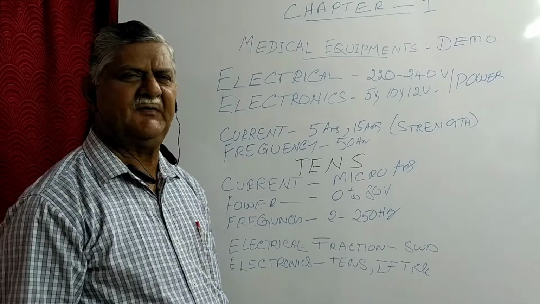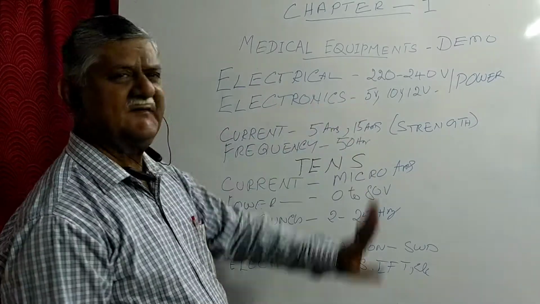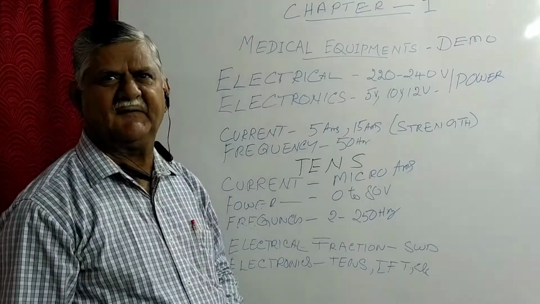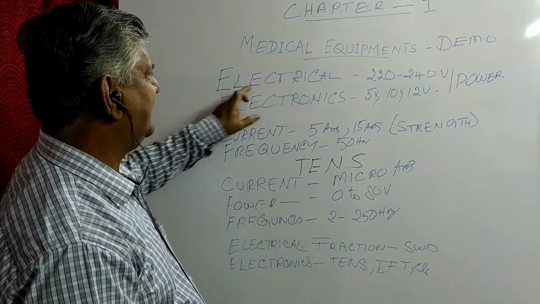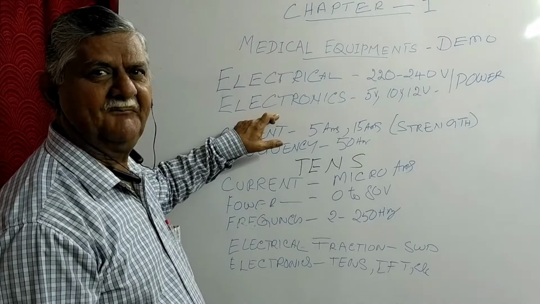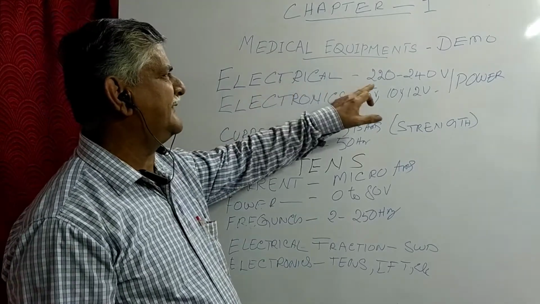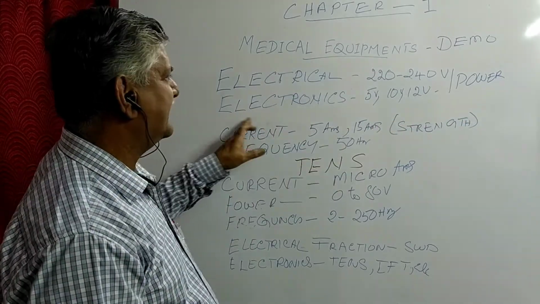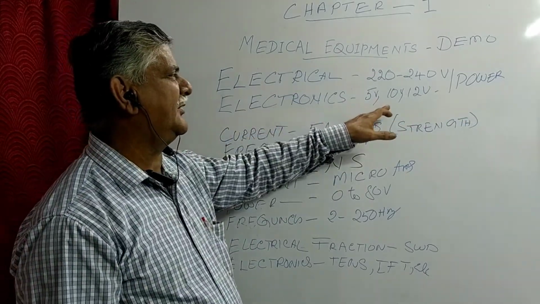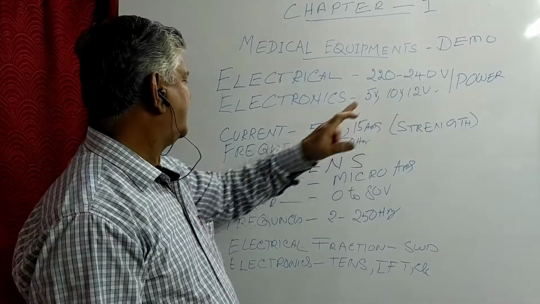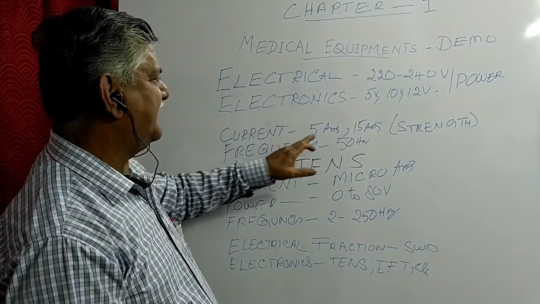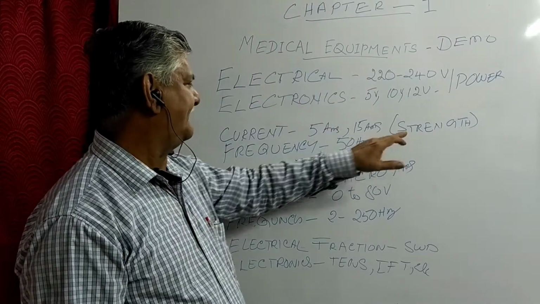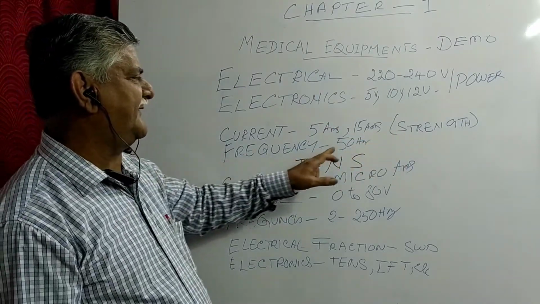In this episode, I am going to continue with the medical equipment demonstration. Now basically we want to know the current. Current is of two types, electrical and electronics. Electrical is a voltage of 220 to 240 volt power. Electronics is 5 volt to 10 volt and 20 volt. Current is measured in ampere, 15 amps and 5 amps. Frequency is 50 hertz.